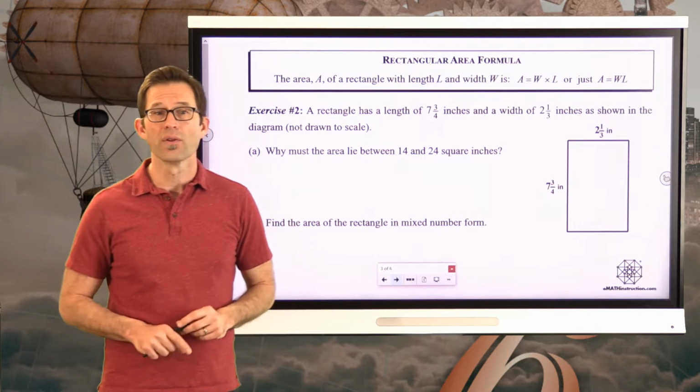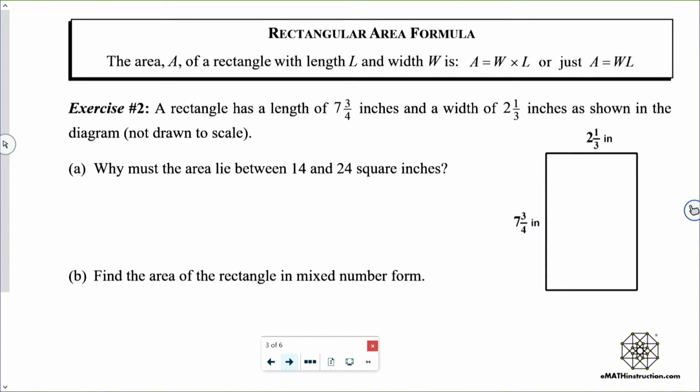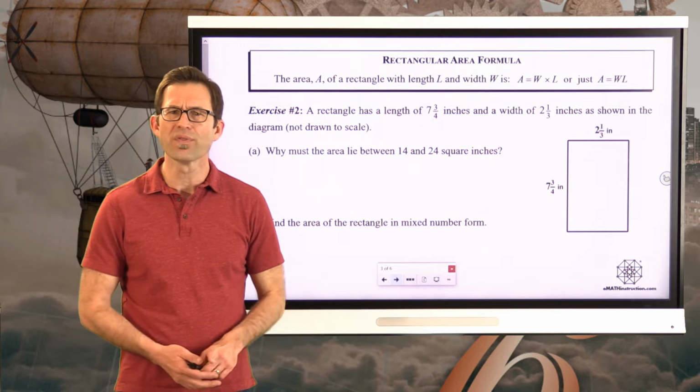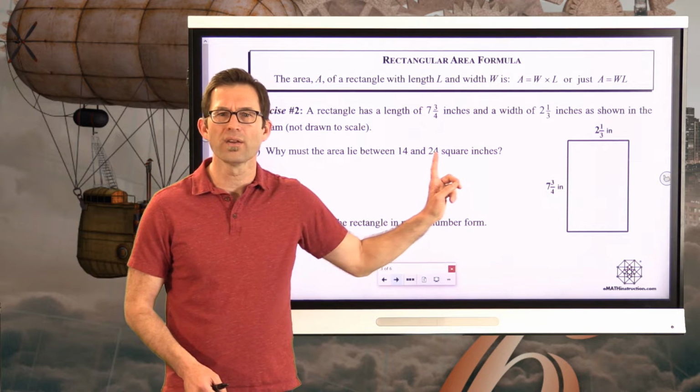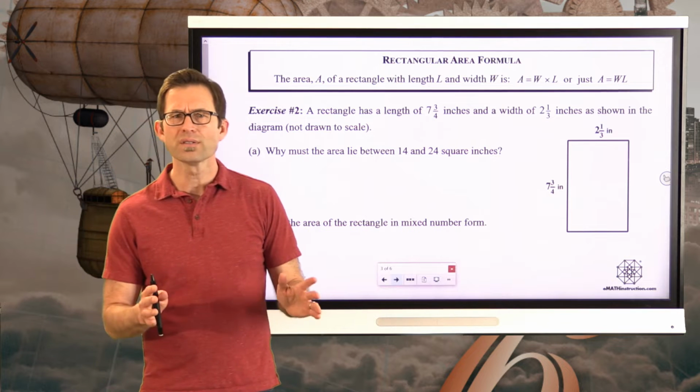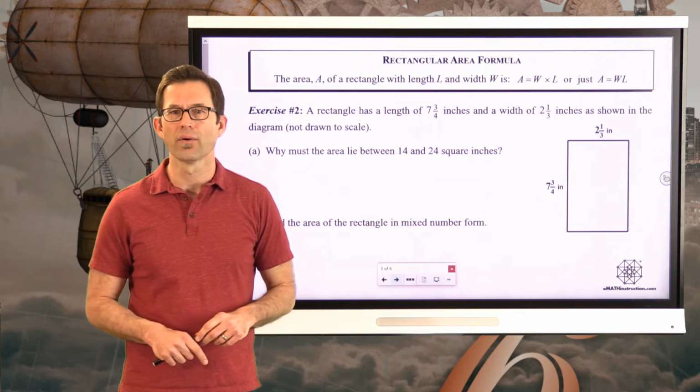Let's take a look at exercise number 2. A rectangle has a length of 7 3/4 inches and a width of 2 1/3 inches as shown in the diagram, which is not drawn to scale. Letter A. Why must the area lie between 14 and 24 square inches? Why is that? Where would these 2 numbers have come from? 14 and 24 square inches. Pause the video now and see if you can figure that out.